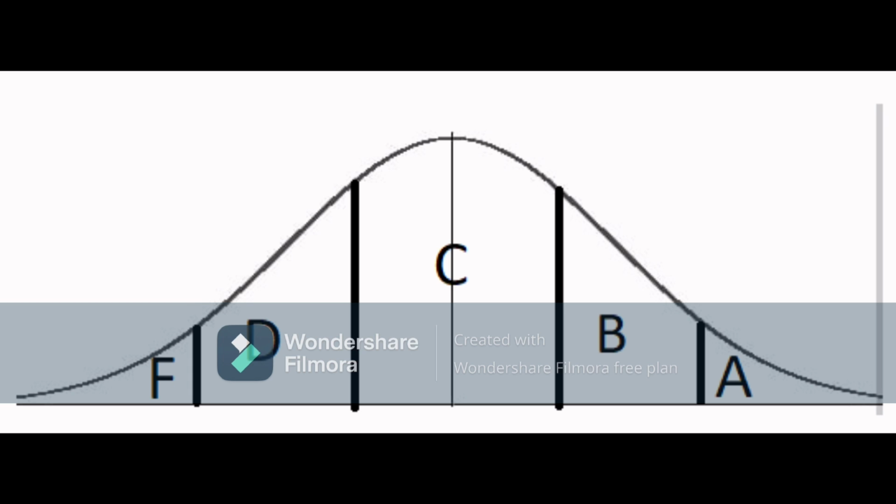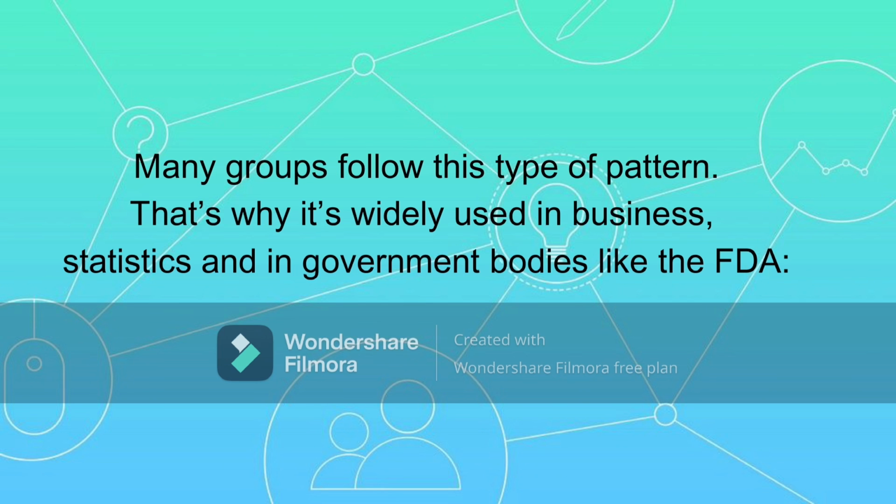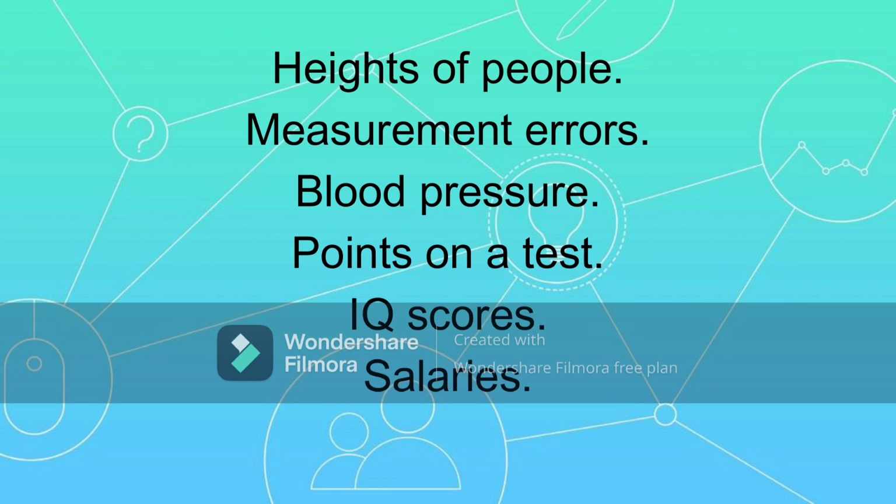The bell curve is symmetrical. Half of the data will fall to the left of the mean, half will fall to the right. Many groups follow this type of pattern. That's why it's widely used in business, statistics, and in government bodies like the FDA. Examples include heights of people, measurement errors, blood pressures, points of a test, IQ scores, and salaries.